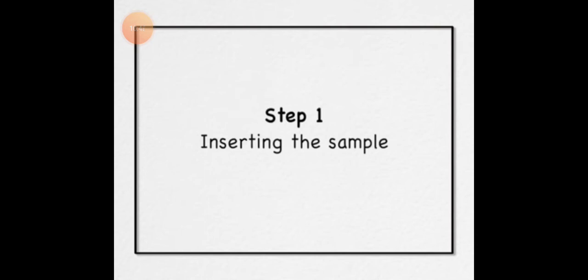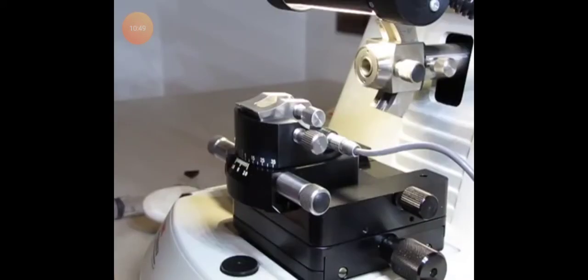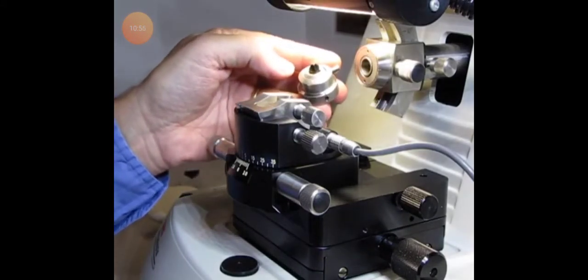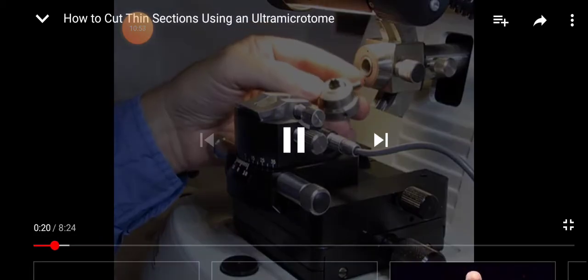Alright, today we're going to cover the important points of setting up and cutting thin sections on the ultramicrotome. Okay, our first step to getting thin sections on the ultramicrotome is to place the sample that's mounted into the sample holder into the sample rod.